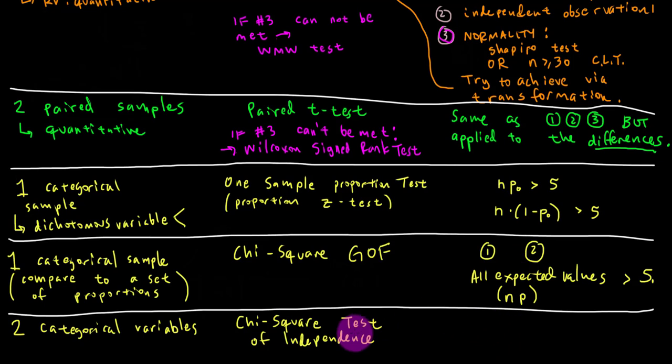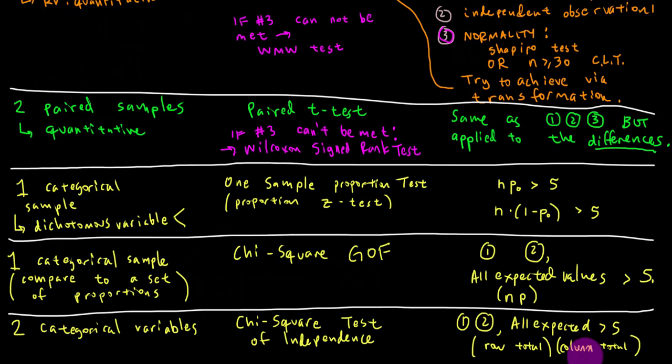And the chi-square test of independence has these same requirements as the goodness of fit test. So I'm going to be explicit: all expected counts need to exceed 5. But here the expected values, you might recall, are the row total times the column total over the sample size.